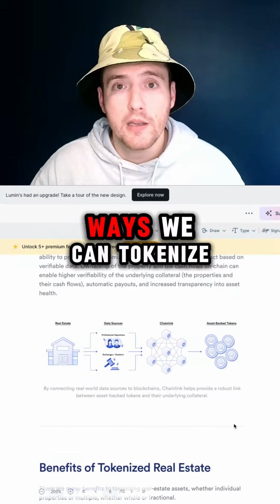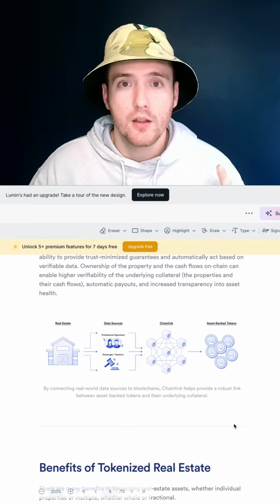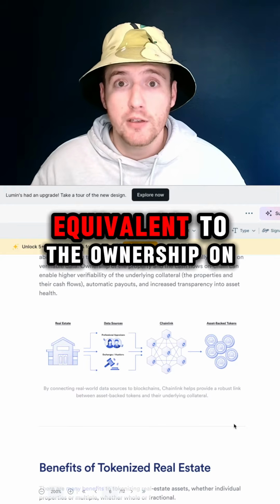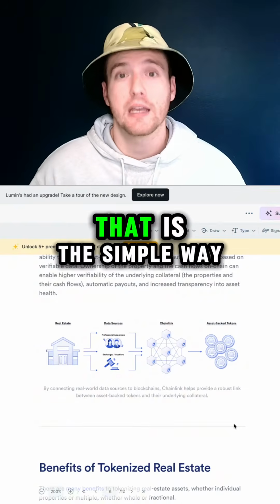There are 4 different ways we can tokenize real estate. The first way is a simple token. That is a token that is equivalent to the ownership on a house. That is the simple way.